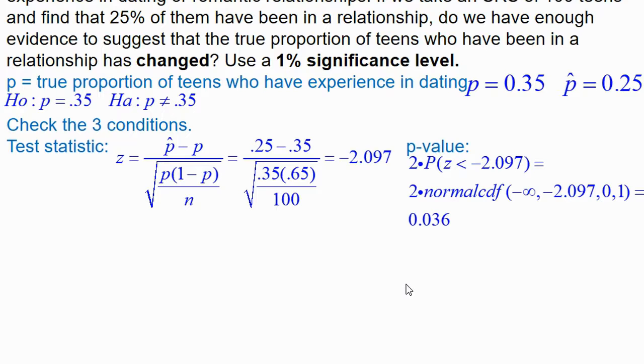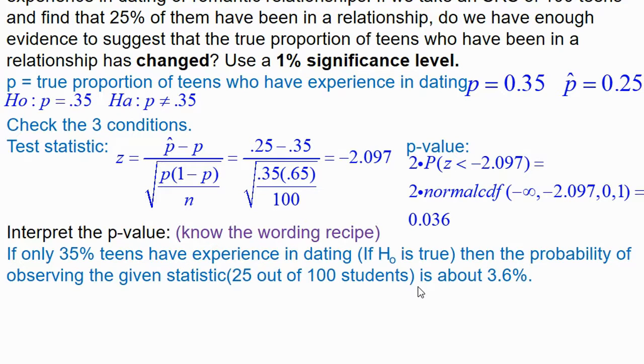Now, the hardest part is doing the interpretation of all these results. So we're going to have to interpret this p-value, 0.036. Again, it has to do with what we did on Friday. For starters, there is a wording recipe for interpreting the p-value. The wording recipe is on the PowerPoint from last Friday, so make sure you go back and look at that one. Basically, the wording recipe says that if H0 is true, then the probability of observing the given statistic is the p-value percent.